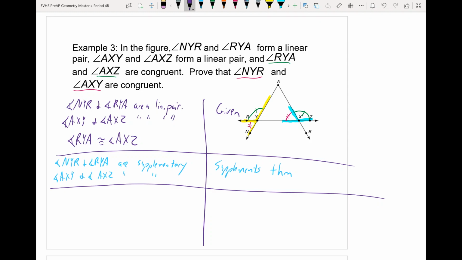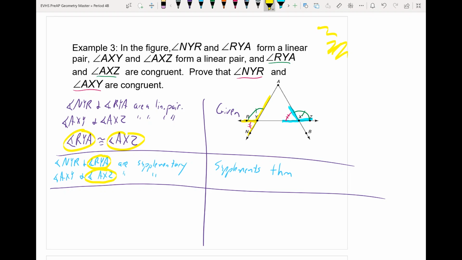All right, now I know that angle RYA and AXZ are congruent. Let me do that with yellow instead of blue, to make it easier to see. What is wrong with my pen? There's a yellow. Okay. So RYA and AXZ, those two are congruent. RYA is here, and AXZ is here.